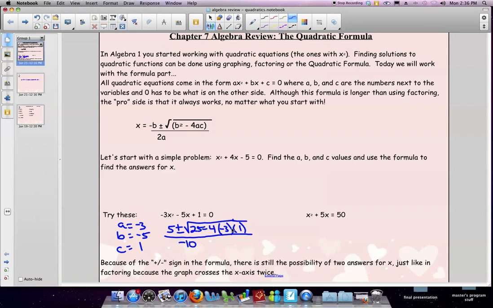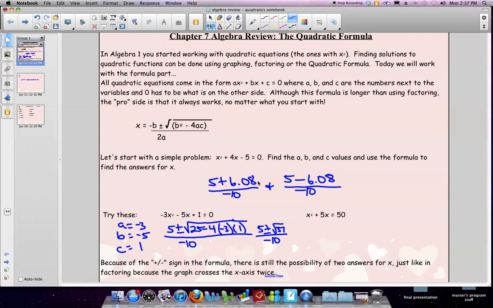I do this entire thing in my calculator. 25 plus 12 would be 37. So my answers are going to be 5 plus or minus the square root of 37 all over negative 6. The square root of 37 is going to be 6.08. So I would do 5 plus 6.08 divided by negative 6, and 5 minus 6.08 divided by negative 6.